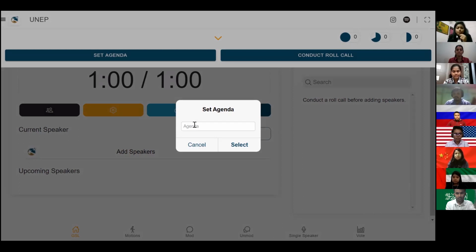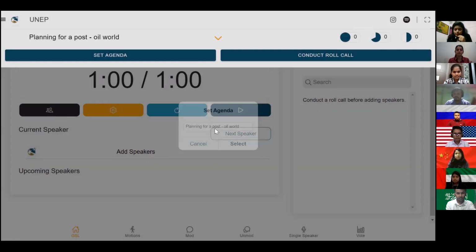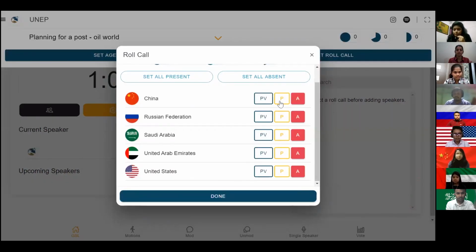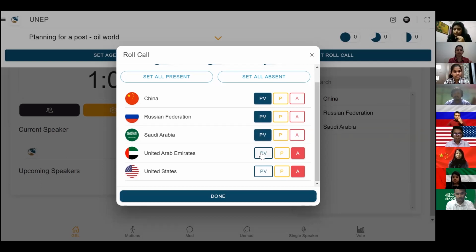Delegates, please respond to your roll calls. Delegate of China. Present and voting. Delegate of Russian Federation. Present and voting. Delegate of Saudi Arabia. Present and voting. Delegate of UAE. Present and voting. And delegate of United States. Present and voting.